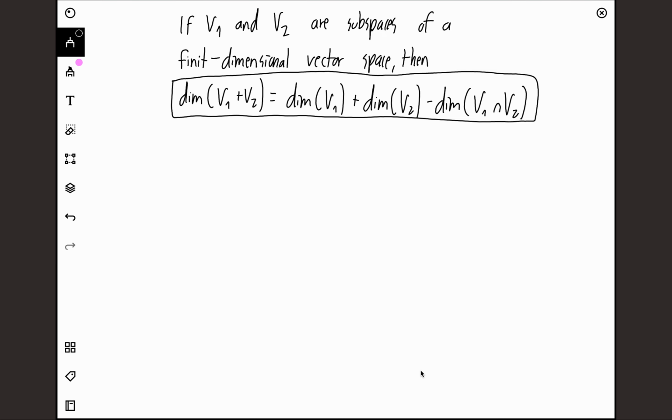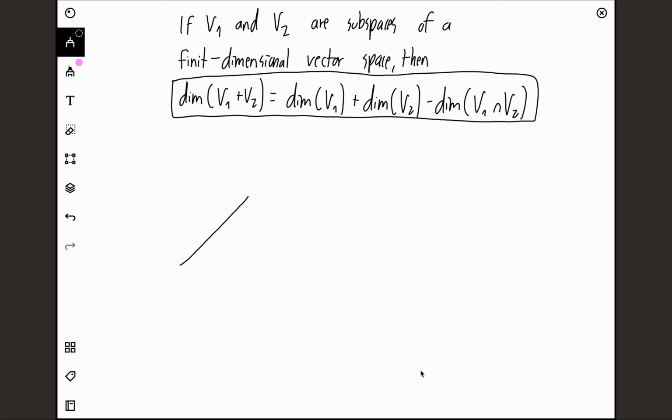Today in linear algebra we have a slightly more interesting theorem. Basically it says that if V1 and V2 are subspaces of a finite dimensional vector space, then the dimension of V1 plus V2, so the sum of these two subspaces, equals the dimension of the first subspace plus the dimension of the second subspace minus the dimension of their intersection. And this looks weird at first, but it actually makes a lot of sense.